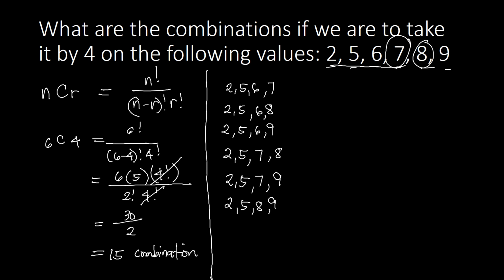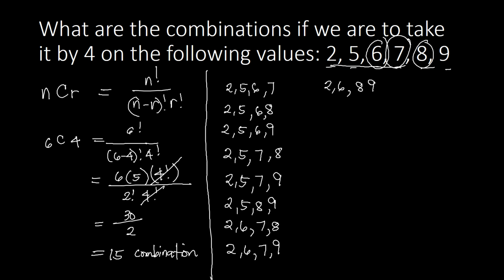Next, we are changing our second digit, which is 5. So we change that to the next value, which is 6. So we have 2, 6, and the next number is 7, and the next number is 8. Next, we are changing our last digit. So we have 2, 6, 7, 9. So that's 9. We are now changing the number before that one. So we have now 2, 6. Instead of 7, we have 8. And then the next number is 9.